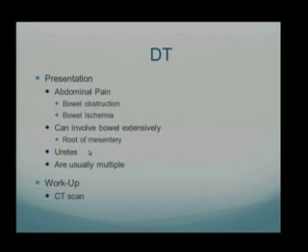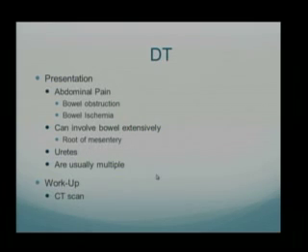Presentation is usually abdominal pain, which could be from bowel obstruction or bowel ischemia. These tumors can involve the bowel extensively, especially the root of the mesentery, in which setting they may be difficult to resect. They can also involve the ureters. Desmoid tumors usually are multiple, especially the intra-abdominal ones.